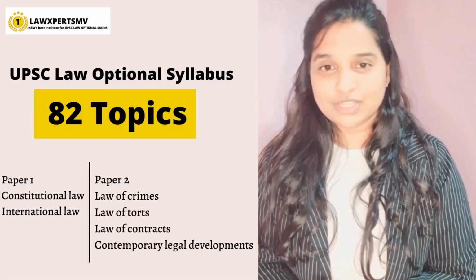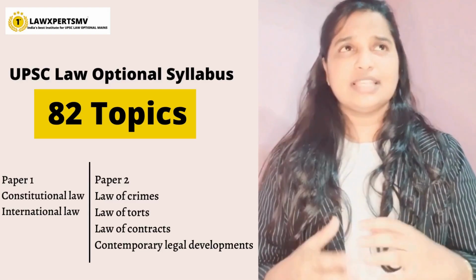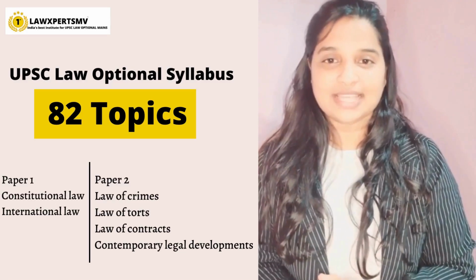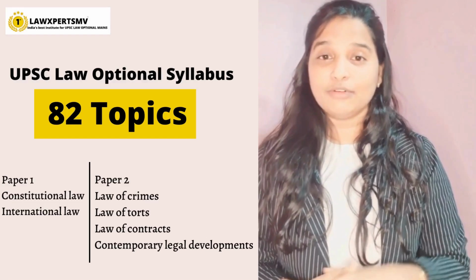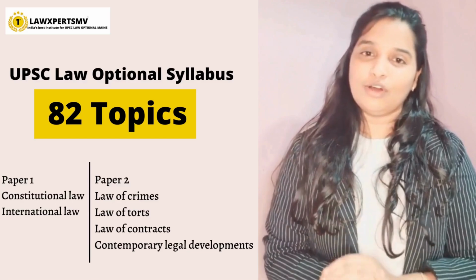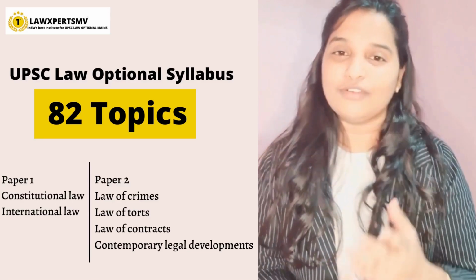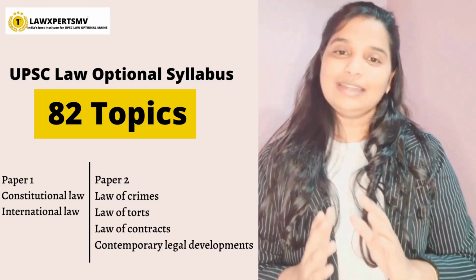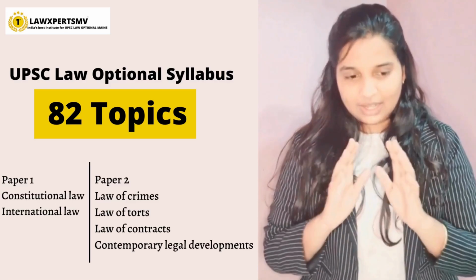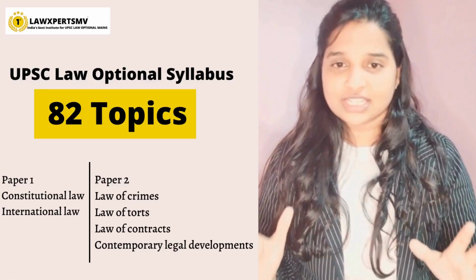This syllabus has a total of 82 topics. In Paper 1, we have constitutional law with 16 topics and international law with 15 topics. Then in Paper 2, law of contracts and law of torts have 13 topics each, law of crimes has 16 topics, and contemporary legal developments has 8 topics. So totally 82.